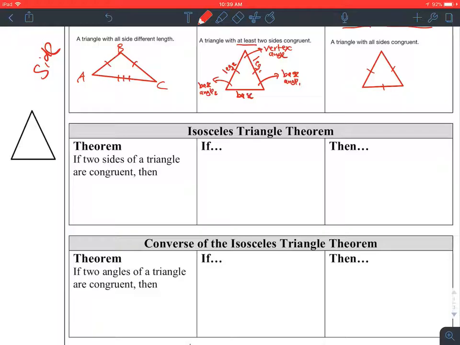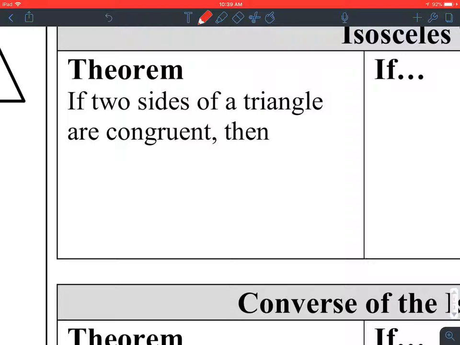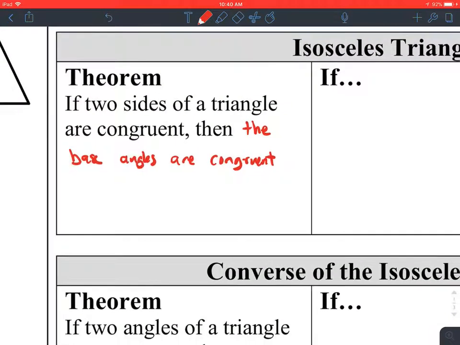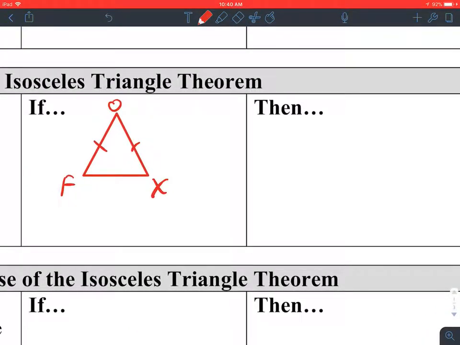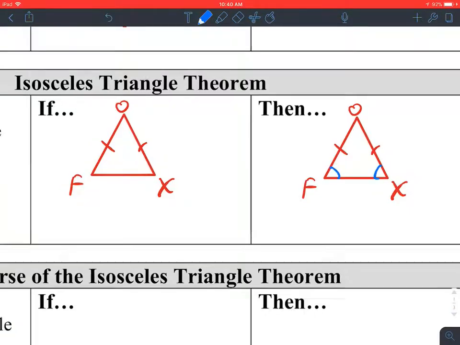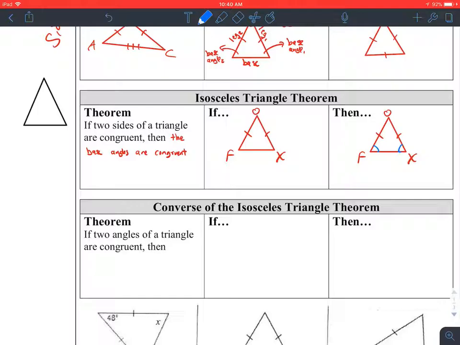The isosceles triangle theorem. If 2 sides of a triangle are congruent, then the base angles are congruent. Showing you this with pictures. If the hypothesis here is essentially saying you have an isosceles triangle. So here's triangle FOX. Notice that side FO and side OX are congruent. The conclusion that we can draw from this is that these base angles have to also be congruent. That's the isosceles triangle theorem. If two sides of a triangle are the same length, then the base angles have to be the same as well.